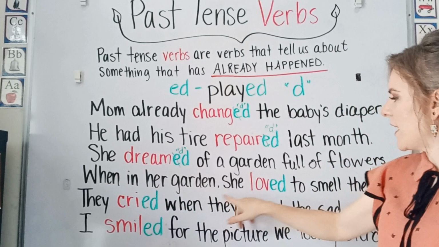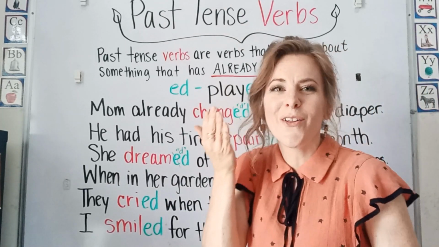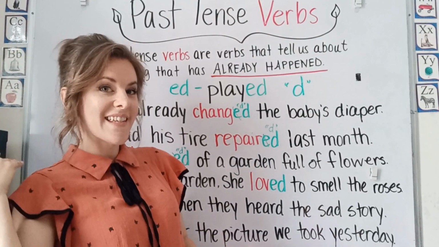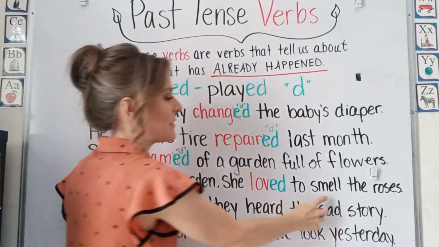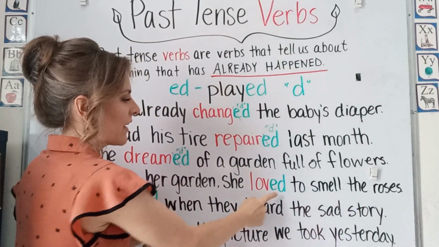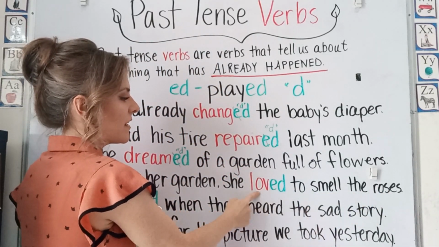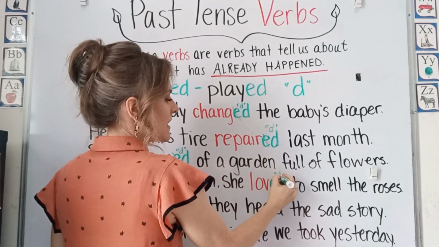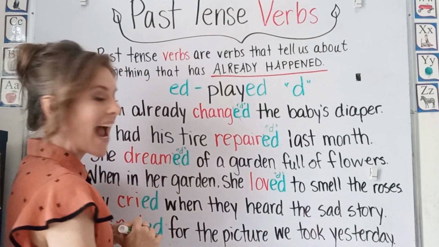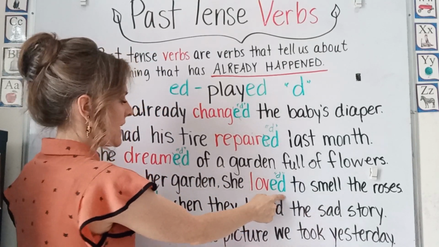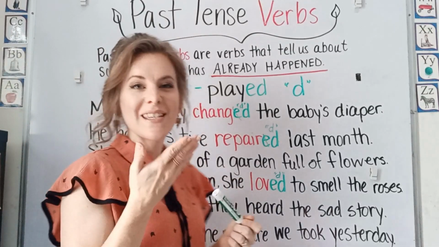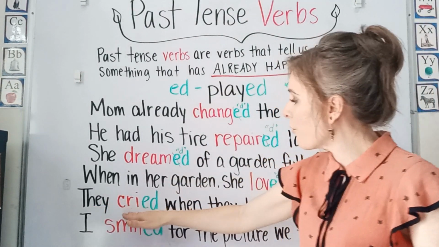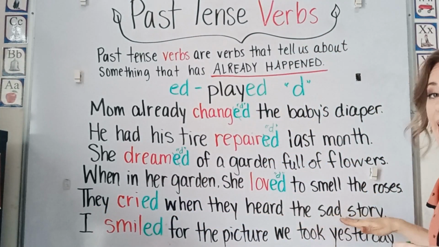When in her garden, she loved to smell the roses, okay? When in her garden, okay, past tense, she loved to smell the roses. Okay, ed, love, loved. Loved. Once again, this ed sounds like a D sound, even though it is ed. When in her garden, she loved to smell the roses. Okay? Loved. Past tense.